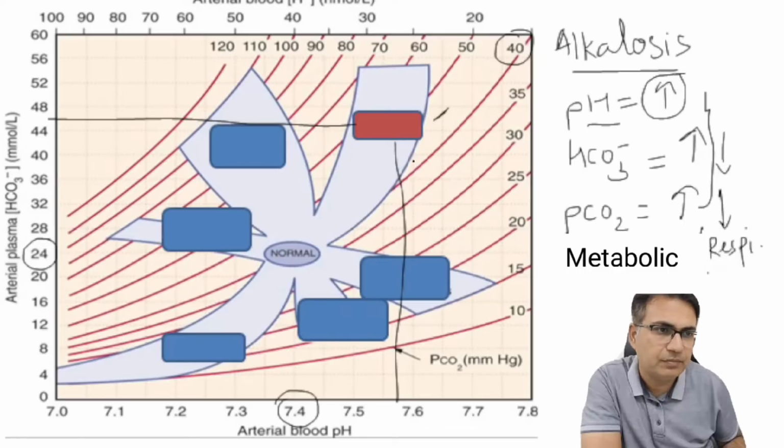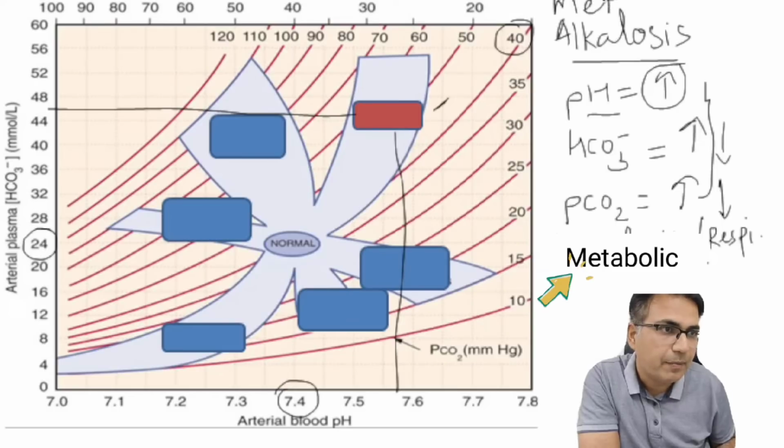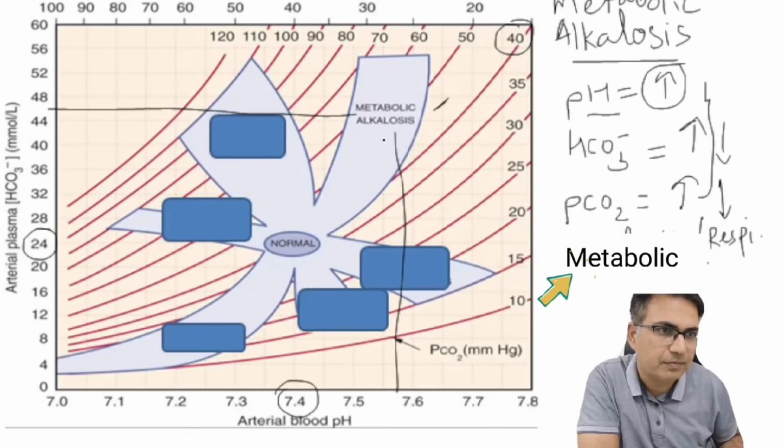Okay. So here in the red box, all are in the same direction. pH is more, bicarbonate is more and PCO2 is more. So it is metabolic alkalosis. Okay, here you can check this.